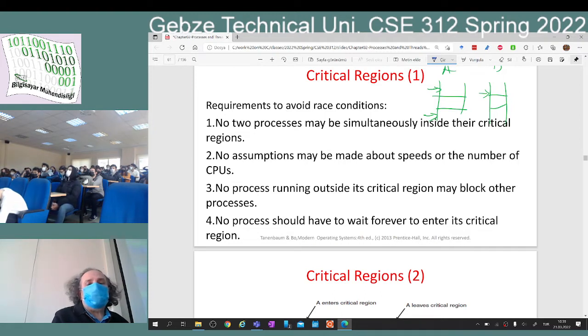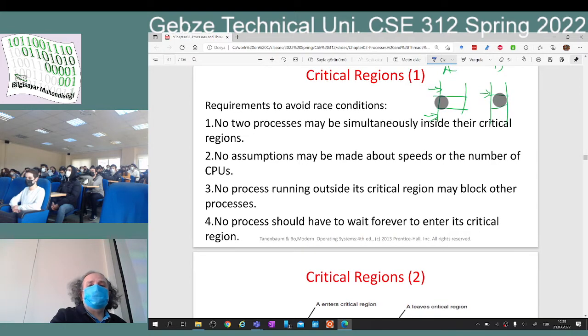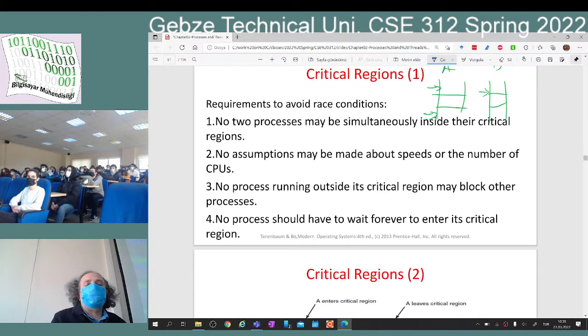You cannot say that I know that A is very, very fast, because the critical region of A is very small. Don't make these kinds of assumptions. You can't do that. And if nobody is inside their critical region, then you cannot block the other process from going into the region. So if the critical region is available, you cannot block anybody. That's one of the rules.